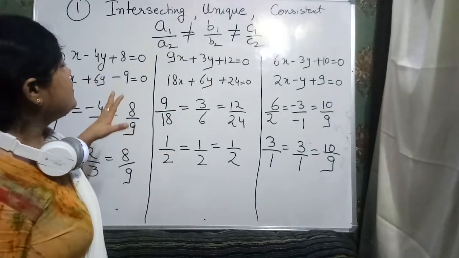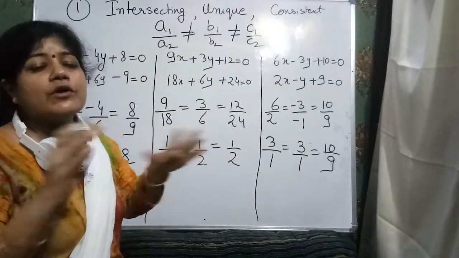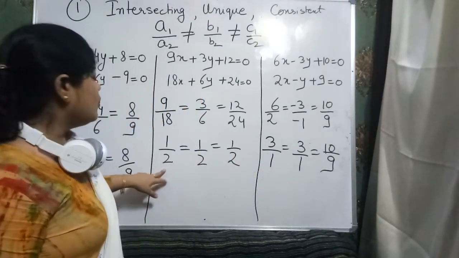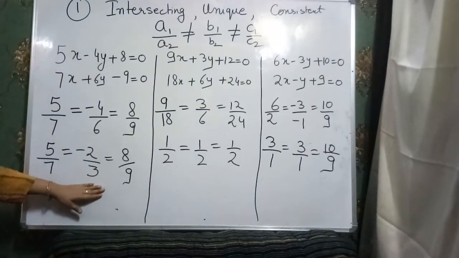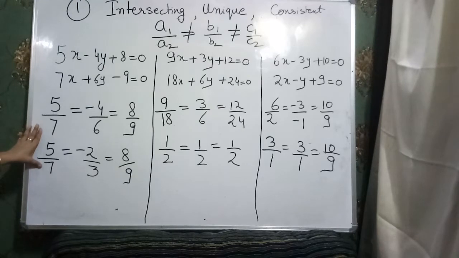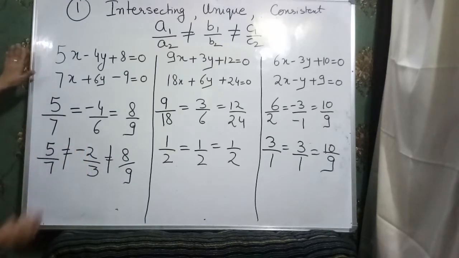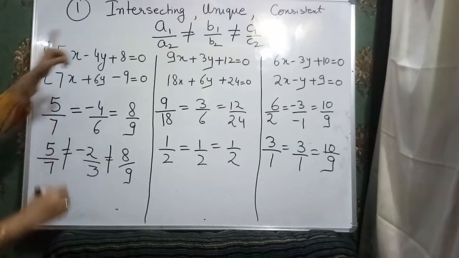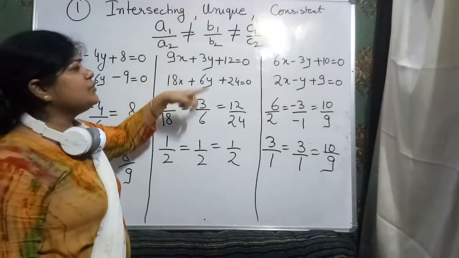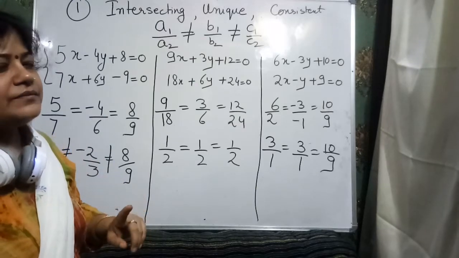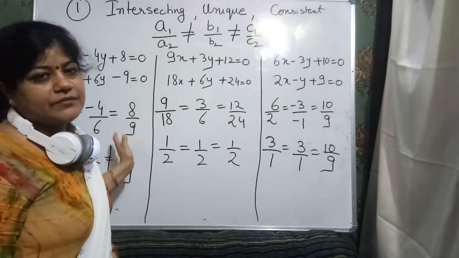Now check in which the three ratios are not equal to each other. Here two are equal, here all three are equal, and in the first one we don't have any ratios which are equal to each other. That means they are not equal to each other. So these two lines are intersecting, they have a unique solution and they are consistent. Clear?